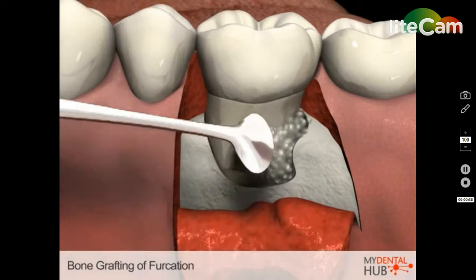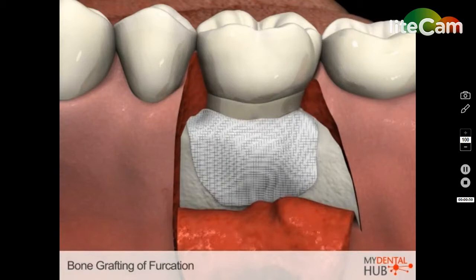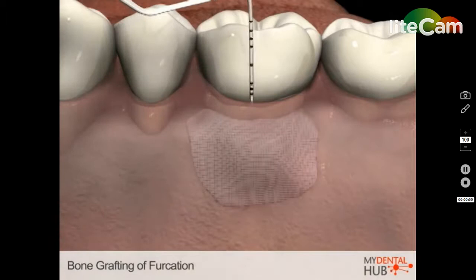Once the area has been thoroughly cleaned, bone grafting material is placed into the defect. Enough material is placed to fill the defect and return the bone to a proper height around the tooth. A grafting membrane may also be used depending on your specific situation. The tissue is replaced over the site and is left to heal.